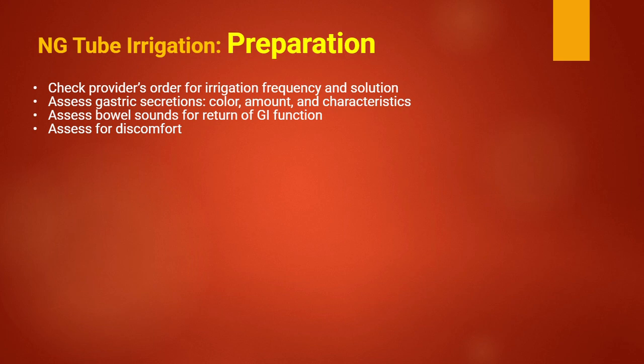Always begin by verifying the provider's order for both the irrigation frequency and type of solution. This ensures you are following the prescribed plan of care. Next, assess the gastric secretions for color, amount, and consistency. These give you important baseline data. Assess bowel sounds carefully because they can indicate whether the GI tract is beginning to function normally again. Also, always ask about discomfort because this may point to complications like obstruction, irritation, or incorrect tube placement.